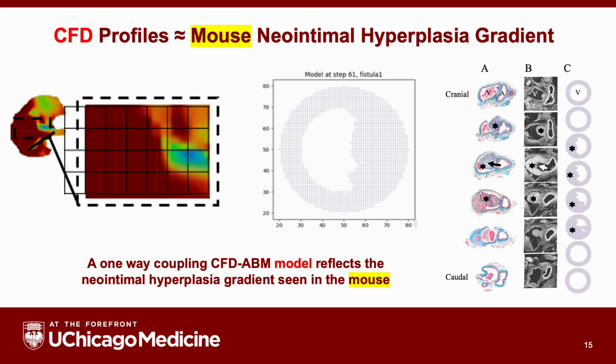Our ABM simulation presents the thickening process in the vein due to the cellular pathway. If we further compare the thickening of the wall from our model with histology in A and macroscopy in B, we see good agreement. This suggests that our one-way coupled CFD-ABM model reflects the neointimal hyperplasia gradient seen in the mouse.